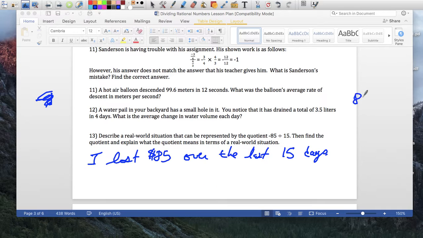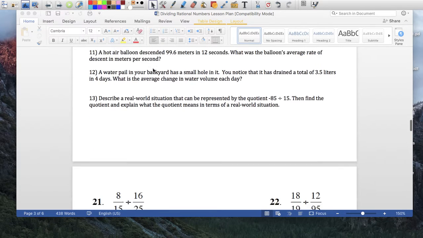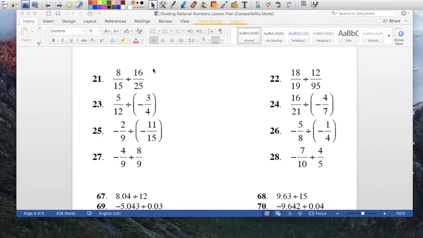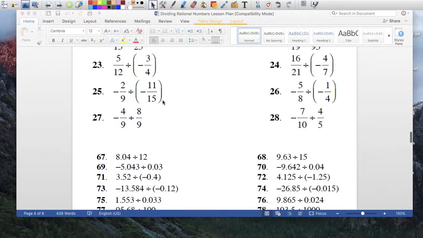So you can definitely divide 85 by 15, and that would be about 5.67. So that tells me how many dollars I lost. So I can say I lost some dollars each day. Okay, and by putting the word lost, we know that it's a negative number. Okay, so that takes care of the front page, most of it. Here in the back, I think most of this you guys will be okay. Okay.